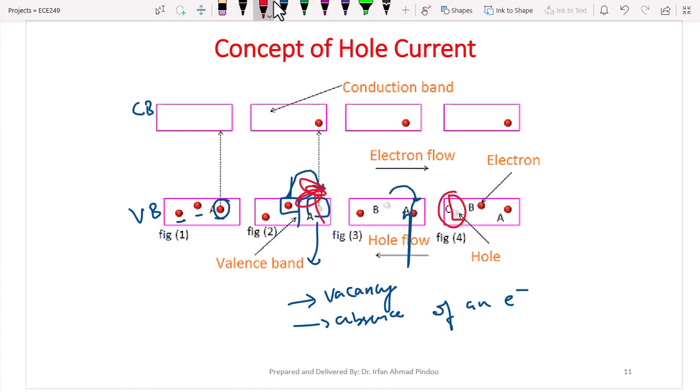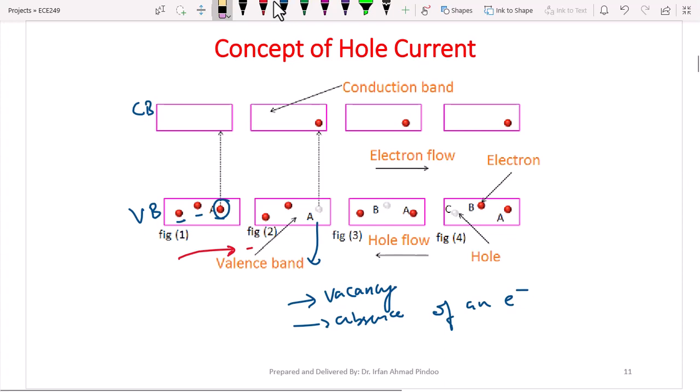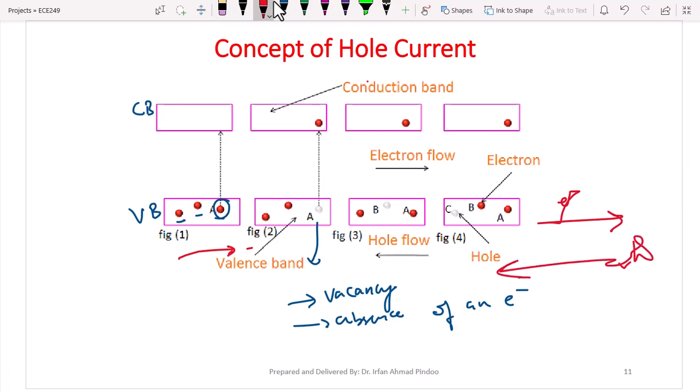The electrons are actually moving towards the right, but if we are tracking the holes, then it might look to you that holes are also moving, because first the hole was here, now it is moving towards this side, now it is moving towards this side. So what is happening? We can also say that if electrons are moving in this direction, then holes are also moving in the opposite direction. So that is why, because they are opposite in nature, we assign the positive charge to the holes.